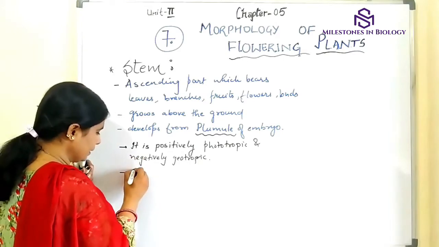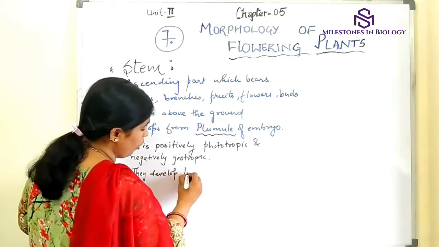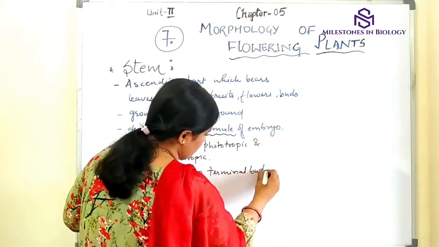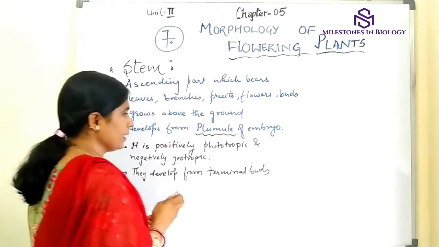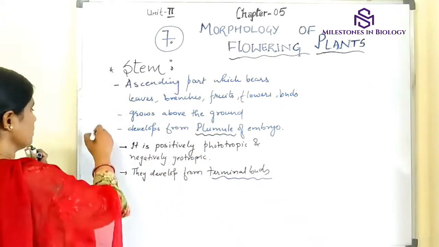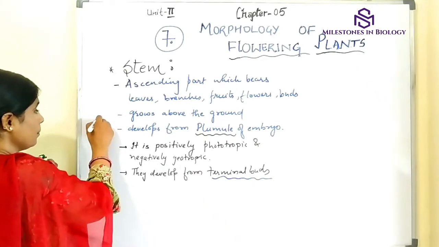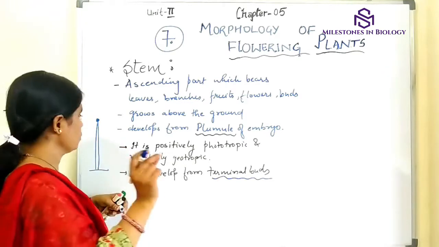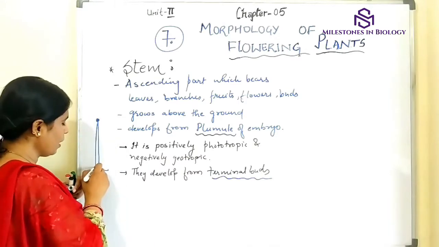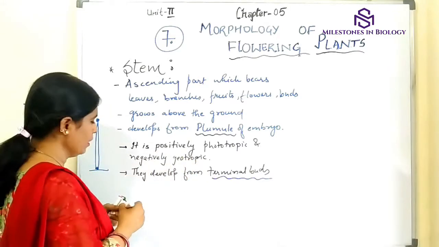Next, they develop from terminal buds. Again, this is a very important point: the stem develops from the terminal bud. And I told you what is terminal bud. Suppose this is the stem, the bud which grows at the apex is known as terminal bud or apical bud. So this stem develops from the apical bud of the embryo.